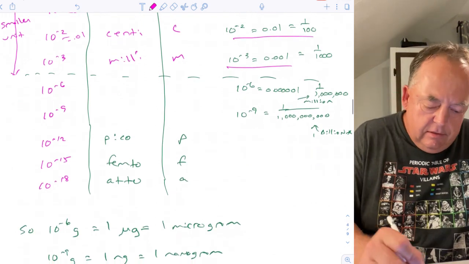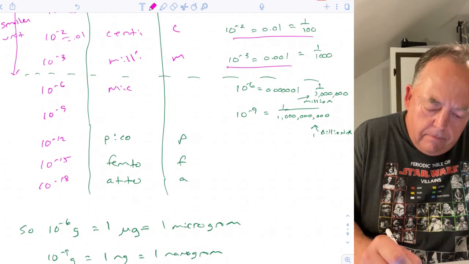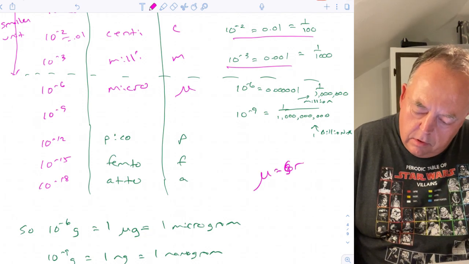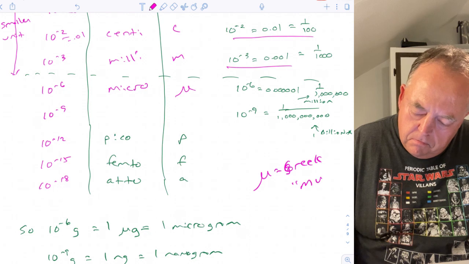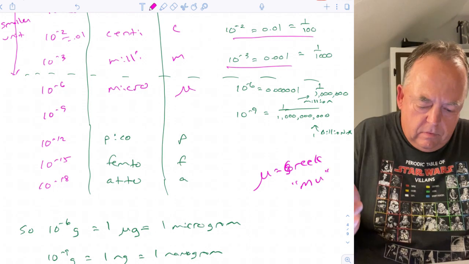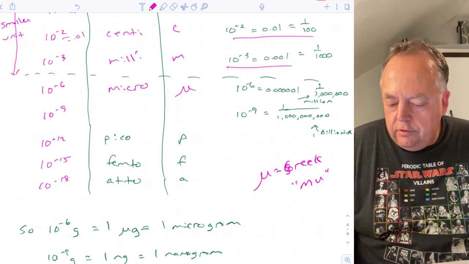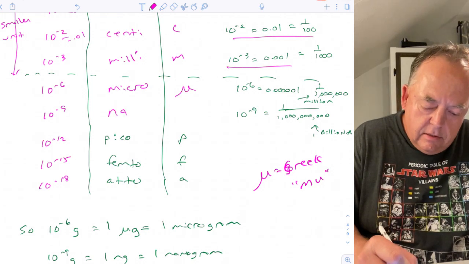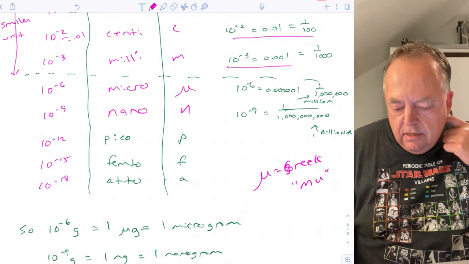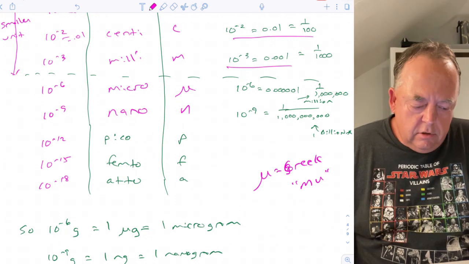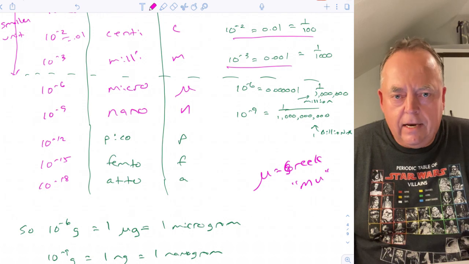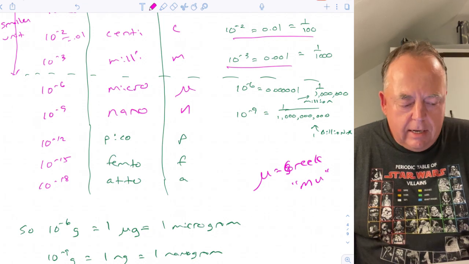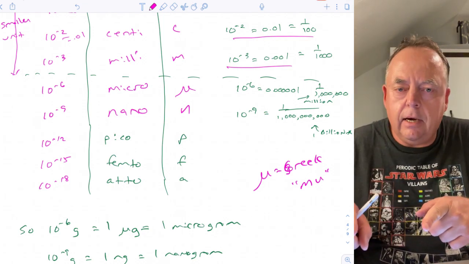10 to the minus 6 is micro, and that's given the Greek symbol mu. That would be 0.000001 of something, a millionth of something. And 10 to the minus 9 is nano, given the symbol little n. Nano is pretty heavily utilized in today's language as well, if you've ever heard of nanotechnology. That would be things that are really, really small. 1 nanometer is about the size of 10 atoms stacked side by side.